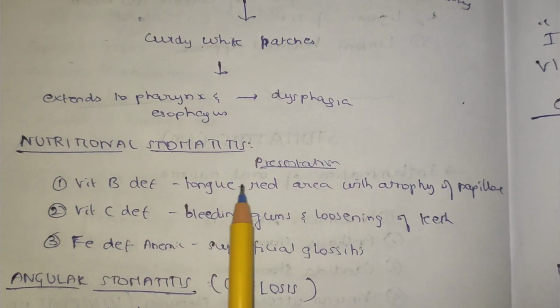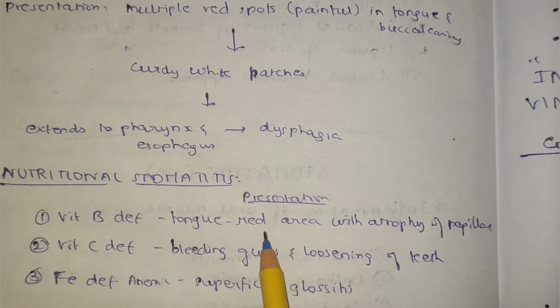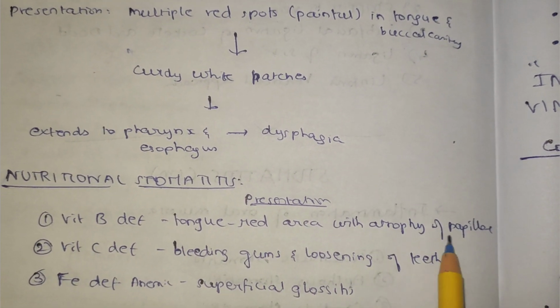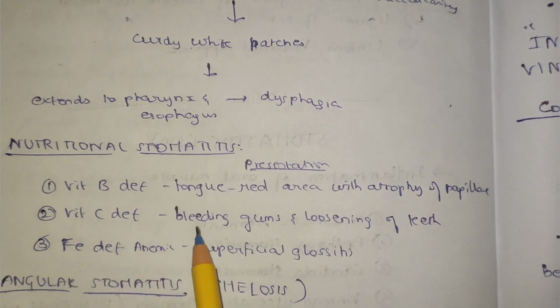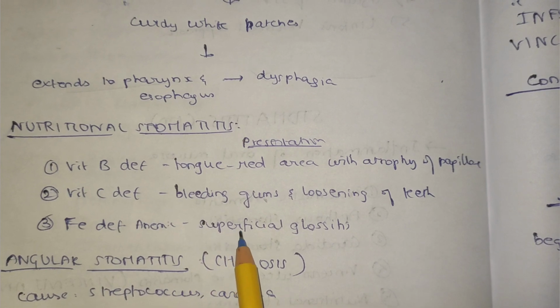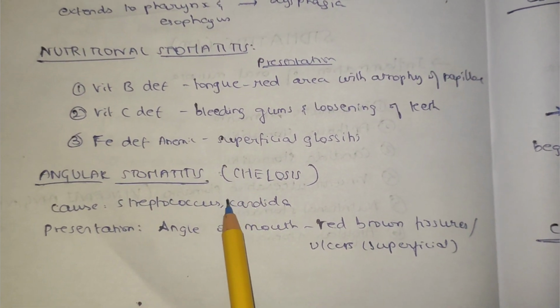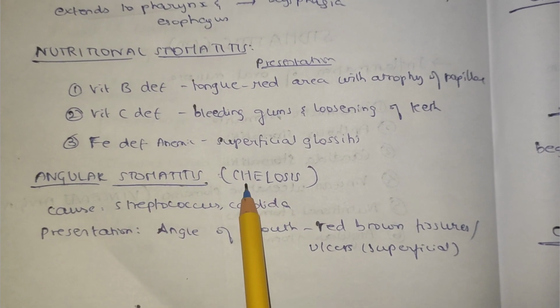So next one is the nutritional stomatitis. In vitamin B deficiency, the tongue presents as red areas with atrophy of papillae. In vitamin C deficiency, there is bleeding gums and loosening of teeth. And in iron deficiency anemia, as we all know, there is superficial glossitis. So next one is the angular stomatitis. Angular stomatitis is also called as cheilosis.